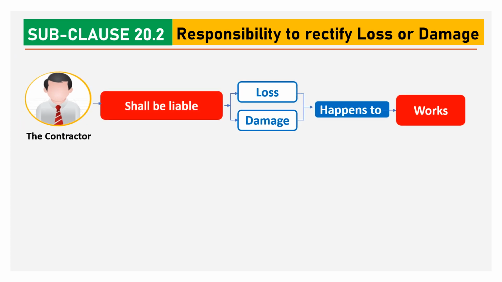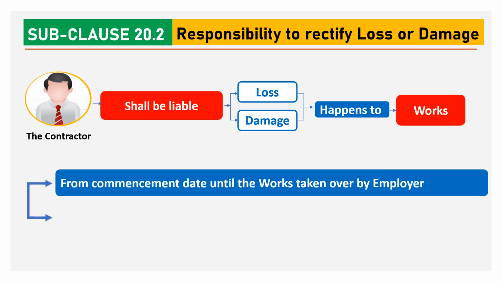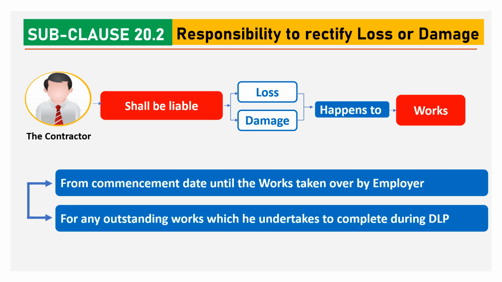So, in simple words, the contractor shall be responsible for loss or damage happening to works from the commencement date until the date of works taken over by the employer, and for any outstanding works which the contractor undertakes to complete during the defect liability period.